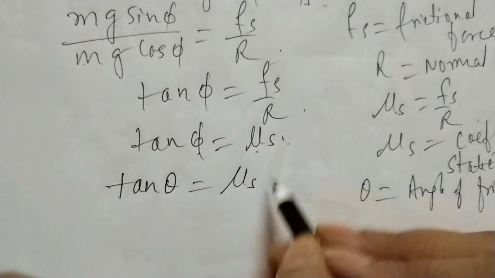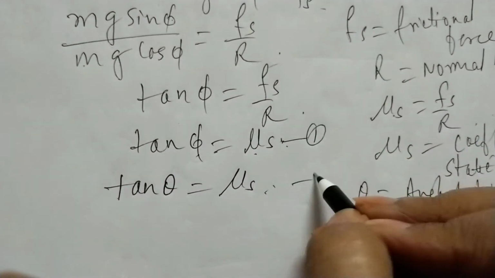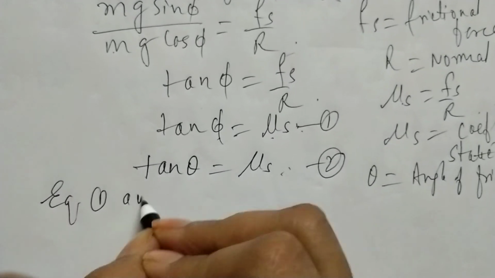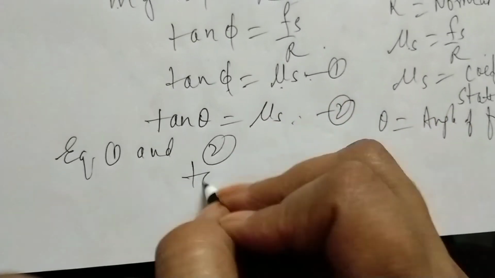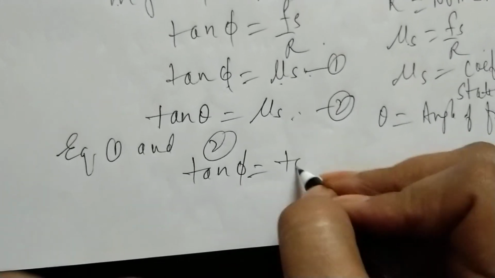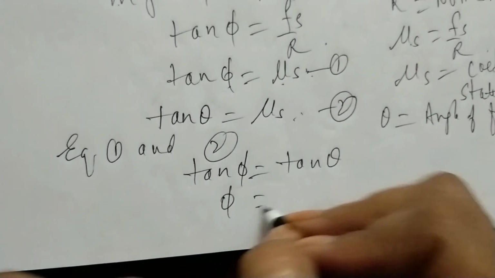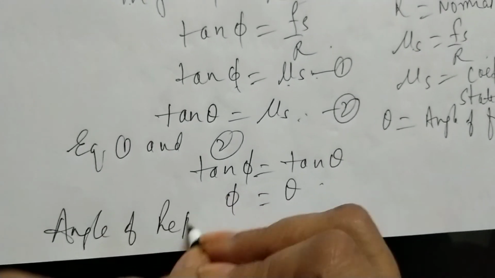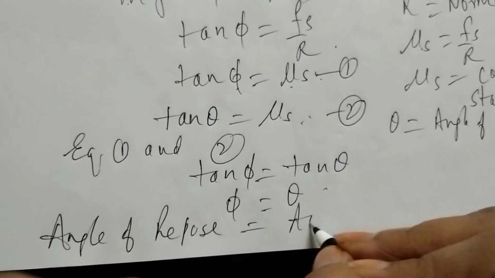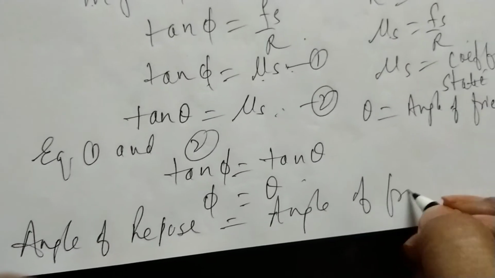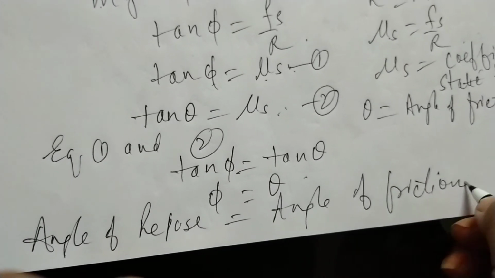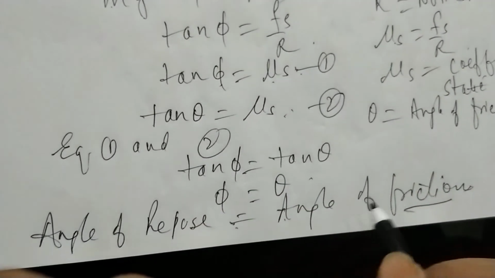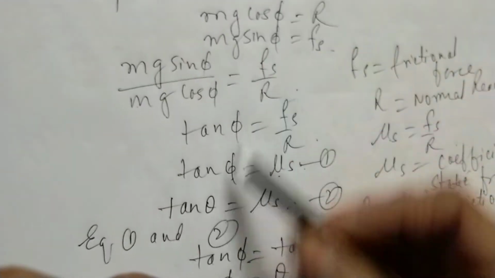Make it equation 1 and equation 2. So from equations 1 and 2, we have tan phi equals tan theta, or phi equals theta, that is, the angle of repose is equal to the angle of friction. Sometimes you are asked to prove that the angle of repose equals the angle of friction. So this is how we do it.